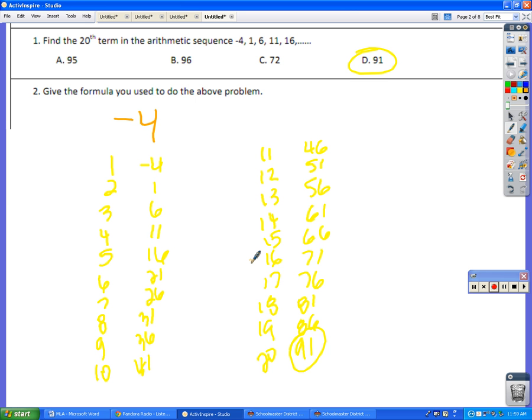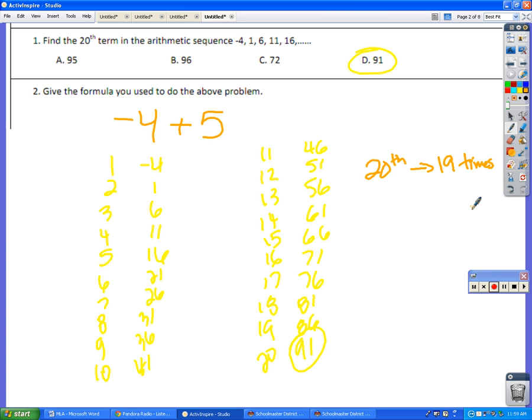We started with -4, correct? And then we're going up by, which in math terms you would say plus 5 each time. So the question is, how many times would I have to add 5 onto -4 to get the 20th term? 19 times. So in other words, to get the 20th term, I added on there 19 times.